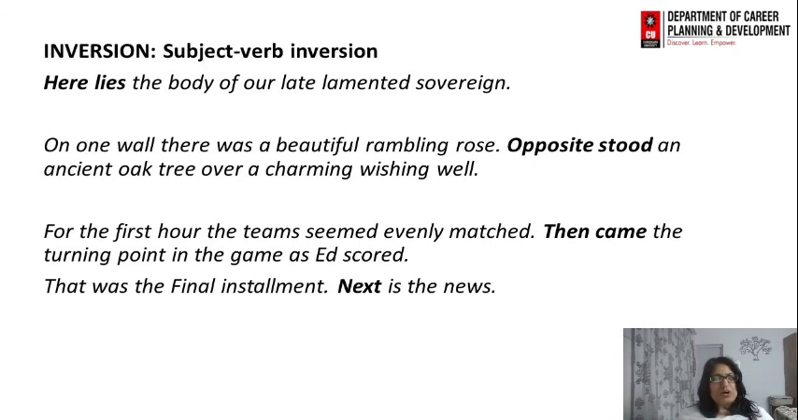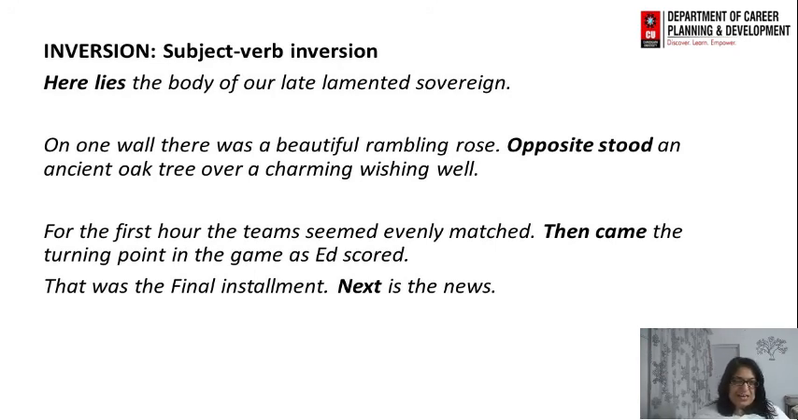Here lies the body of our late lamented sovereign. On one wall there was a beautiful rambling rose. Opposite stood an ancient oak tree over a charming wishing well. Right? So that is how we can use the cleft sentences.